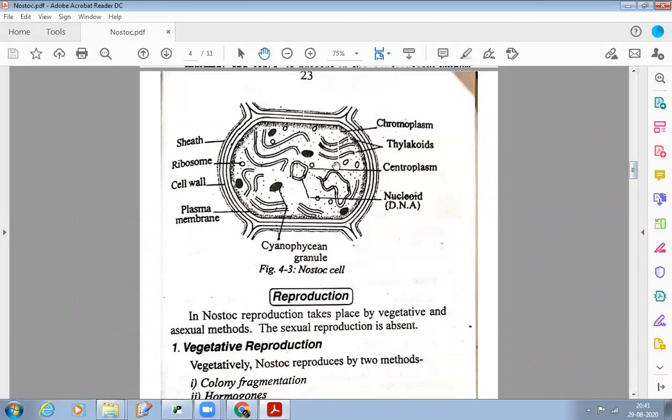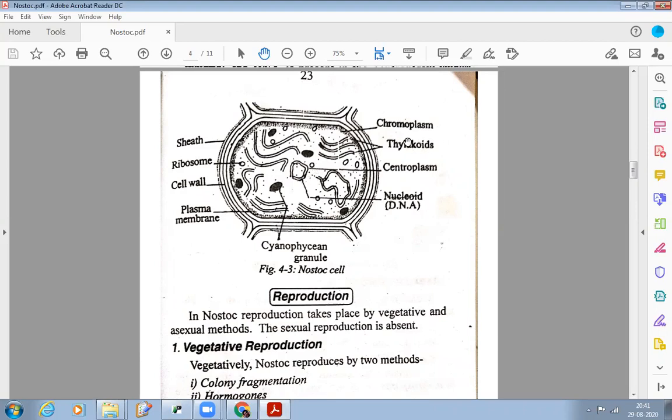Okay, so if you observe carefully, the innermost layer is the plasma membrane, which is surrounding the cytoplasm. Here we don't see any cell organelles. However, only the ribosomes are there. That is, 70S type of ribosomes are seen in this cytoplasm, like that of a bacterial cell, right?